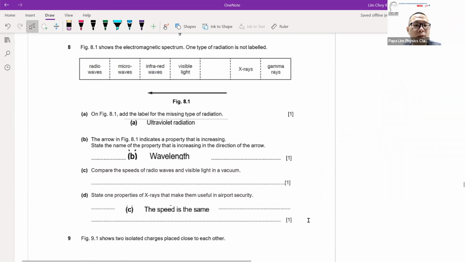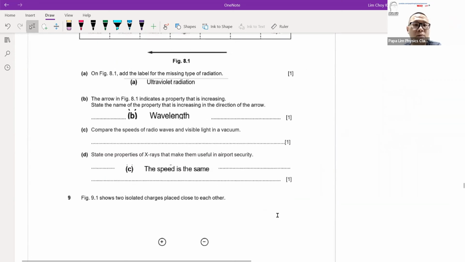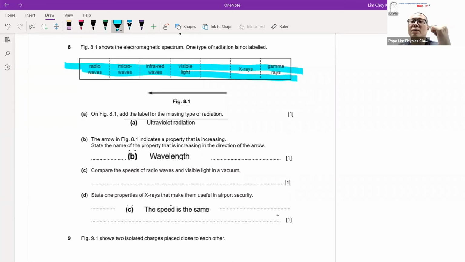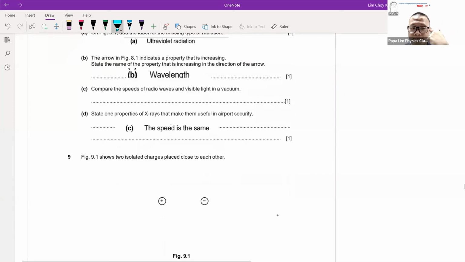EM spectrum, nothing much. Okay, I will skip this question because it's quite straightforward. Remember for the EM spectrum, one thing you have to remember is please know the arrangement of the spectrum. Please know the types of waves and their uses.